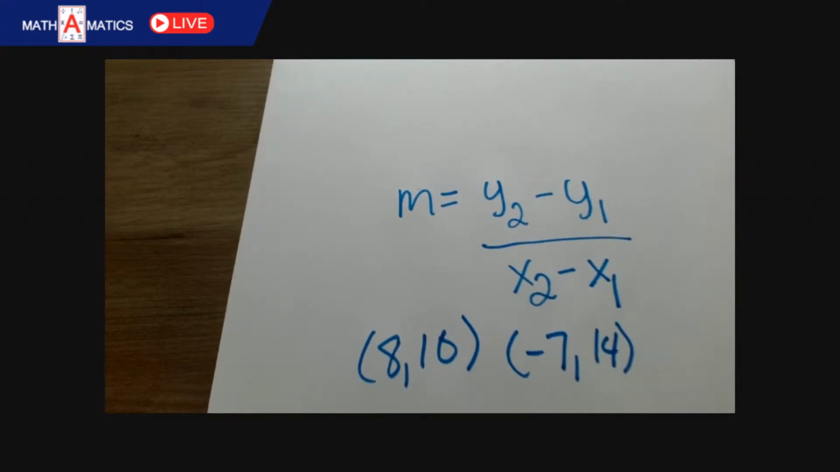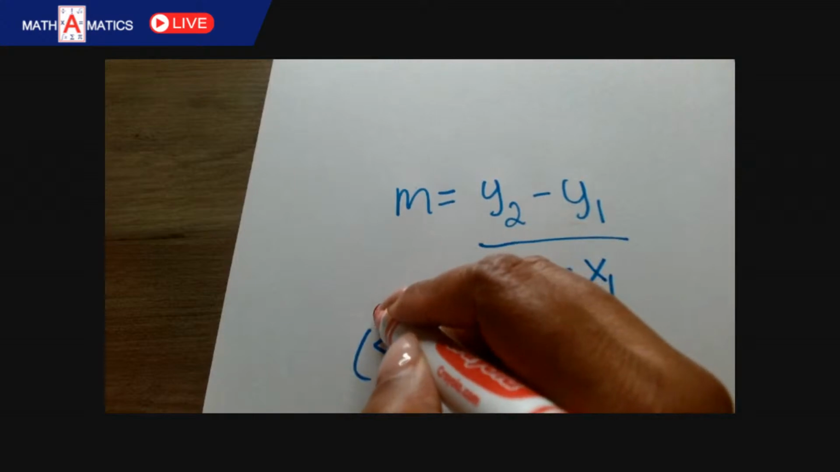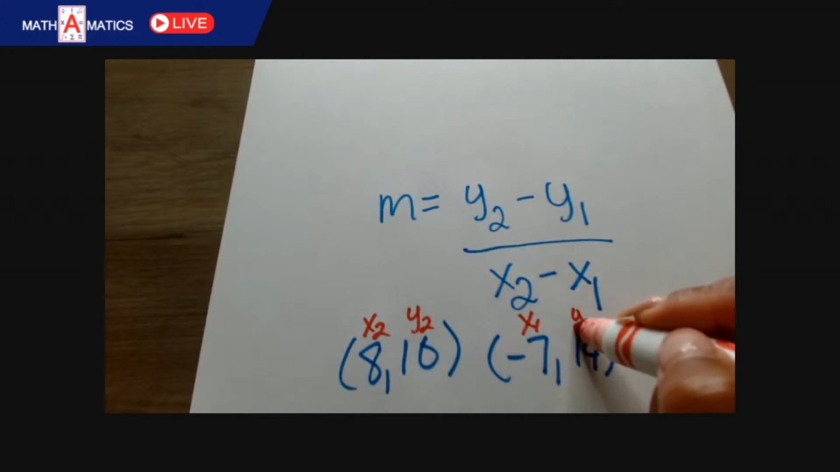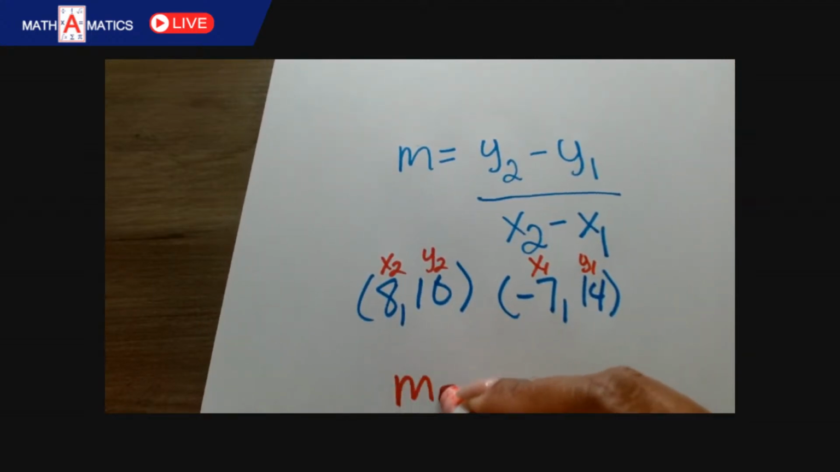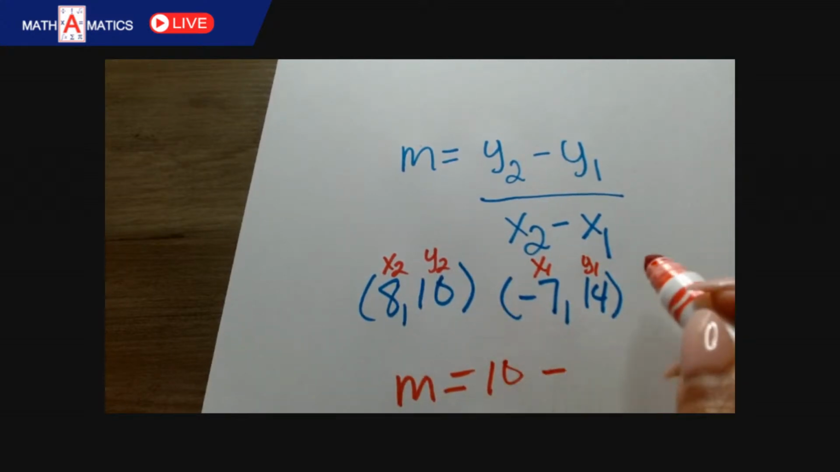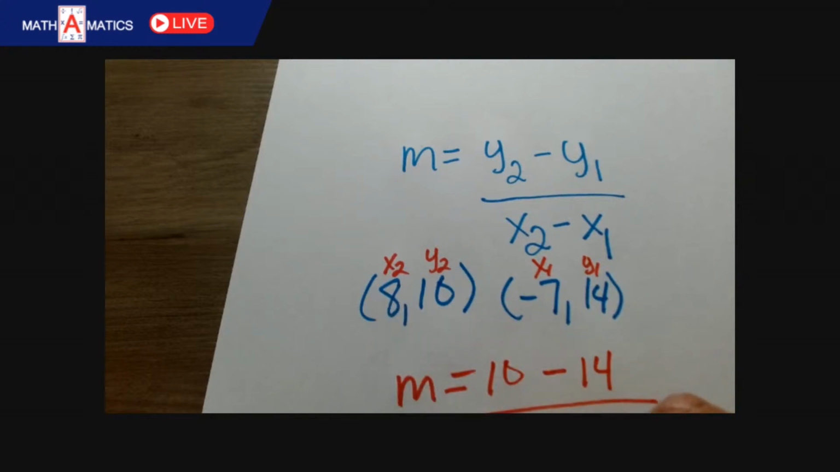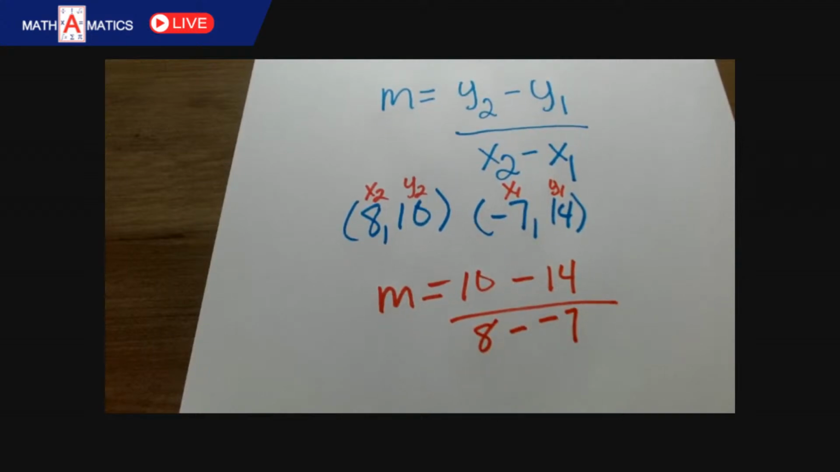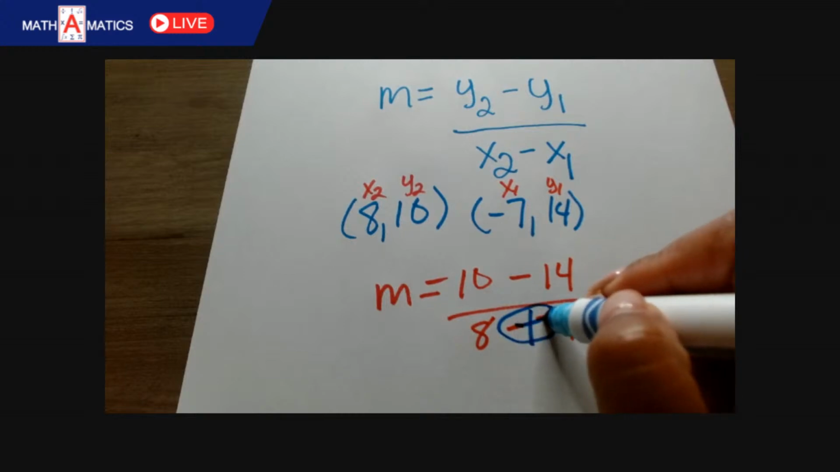And so the first thing we want to do, like our equation, we want to label. And it doesn't matter which one you choose as your y2 or your y1. So even this one I'm going to choose: this is my x2 and my y2, and this is going to be my x1 and my y1. You just have to be consistent. So we're going to plug those into our equation. So m equals 10 minus 14 over 8 minus -7. And since we have a negative next to a negative, that turns into a positive.